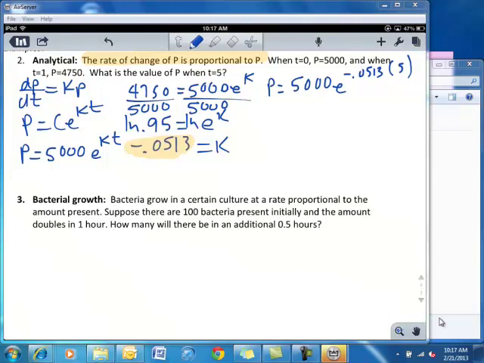Should be good. Anybody have an answer? 3868.905. Agreement? Sweet. Well, let's do one more. This will set us up really well for tomorrow.